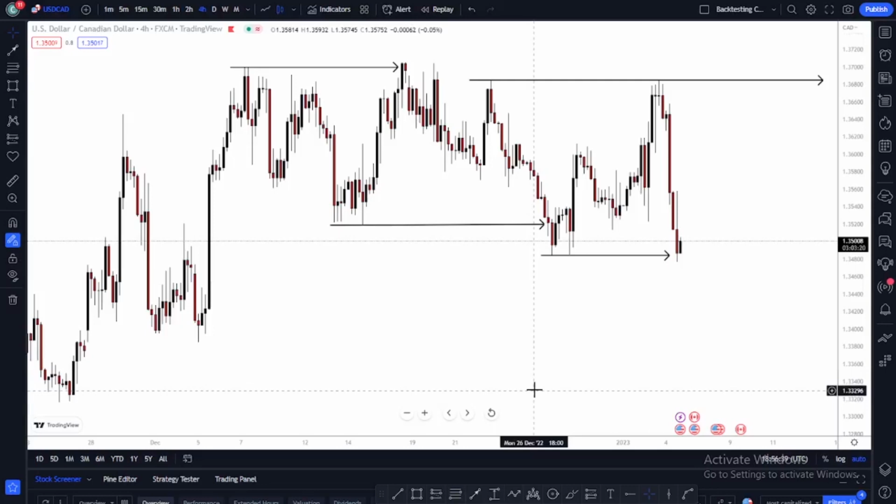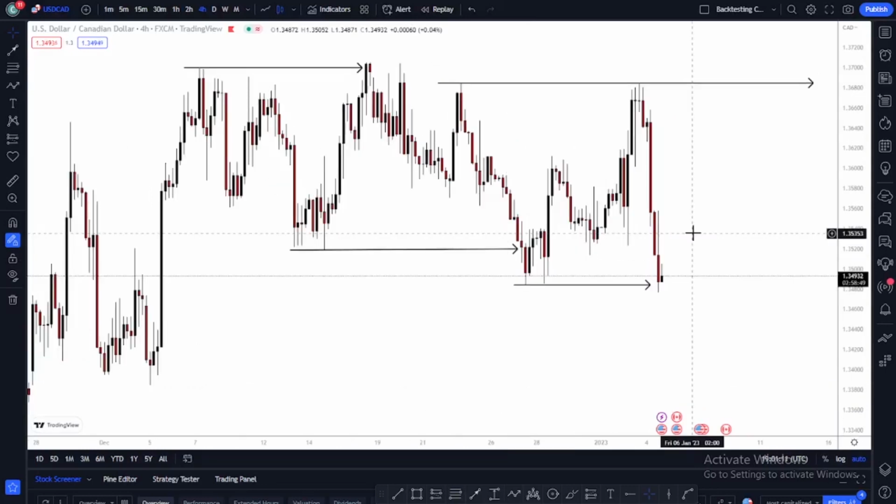So taking a look at USD CAD. Like I always say, we first need to identify our structures. Mind you, we're on the H4 time frame. So now let's identify our structures.